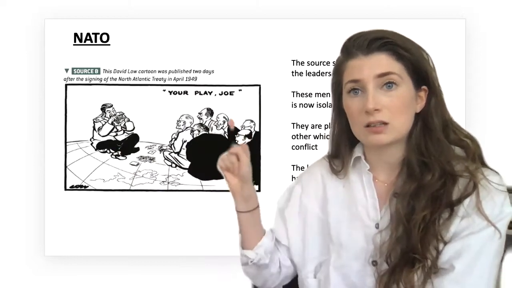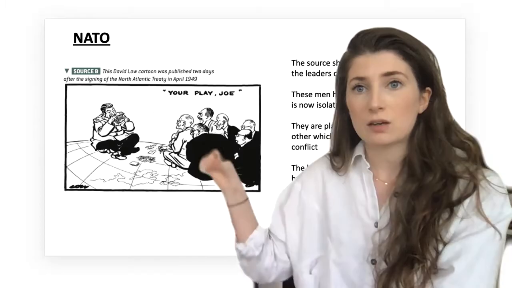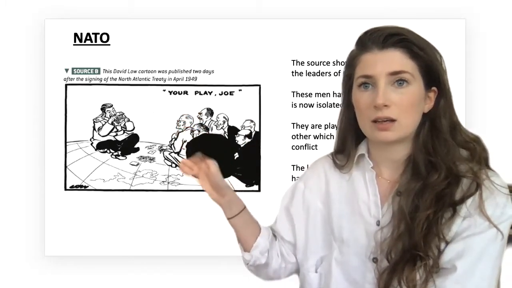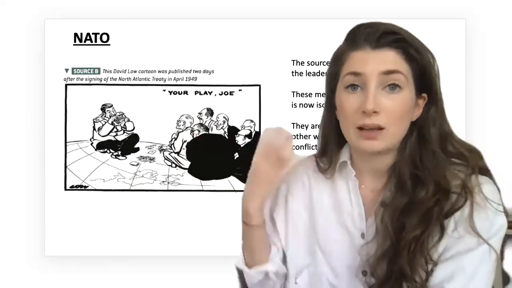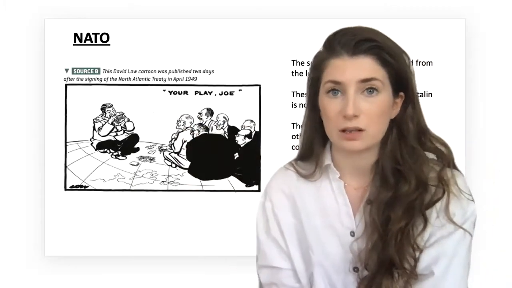And the leaders over here seem to be led by Truman here, right at the front. My hand keeps going funny. There we go. I've got it back. This guy here is Truman. They're led by him and they seem to have the upper hand. They're waiting to see what Stalin does next.